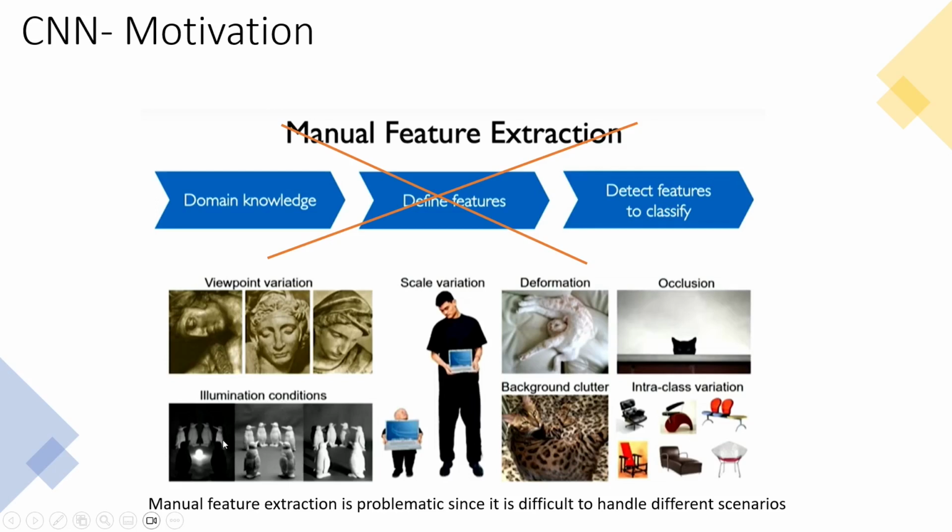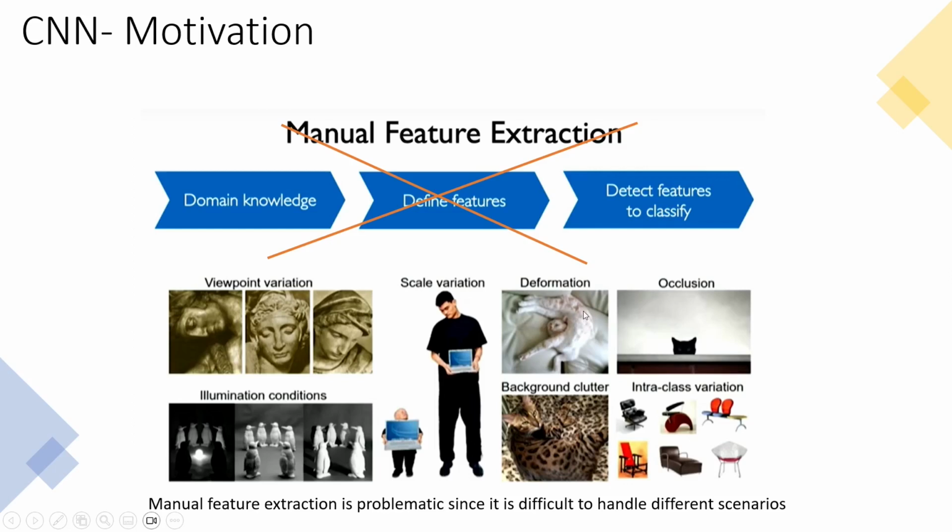Illumination conditions affect your features as well. These are, for example, the same penguins. You can't even see the penguins in this image, but with different illumination, things change. Scale always changes things. These are two human beings carrying laptops, but since this guy is taller than this guy, it's difficult to say how we can use a manually handcrafted feature.